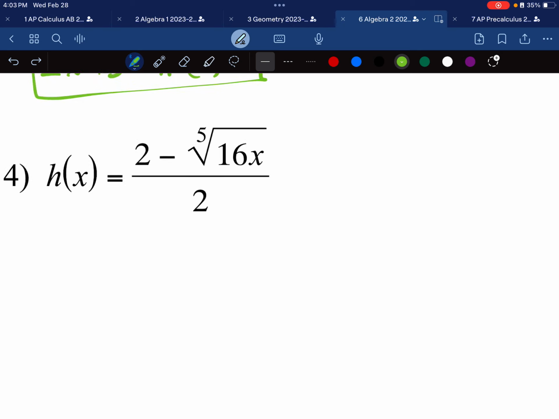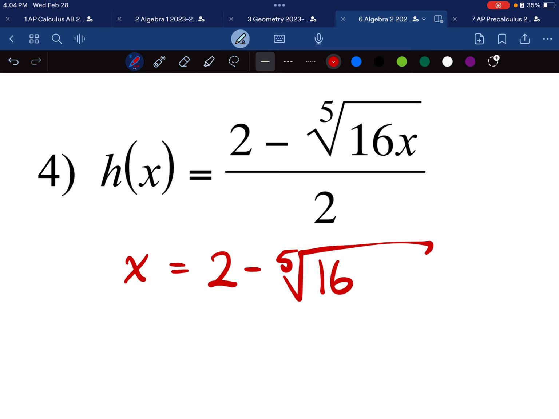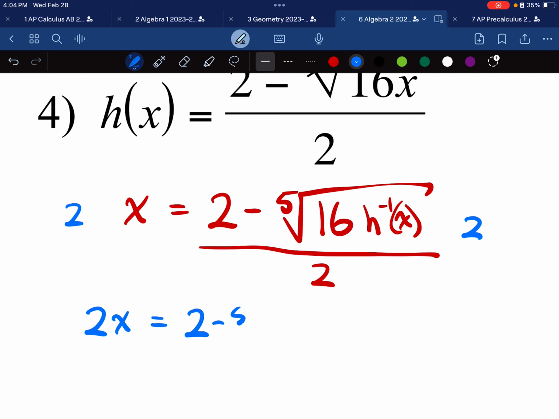Number 4, again, we're going to switch our x coordinate and our y coordinate. So I'm going to say that this is now x, and that's going to be equal to 2 minus the 5th root here of 16, not x, but h inverse of x. And this is all going to be divided by 2. So the very first thing that I want to do is get rid of this divided by 2. So I'm going to multiply both sides by 2. Multiply by 2, multiply by 2, and I'm now left with 2x is equal to 2 minus the 5th root here of this 16 times the h inverse of x.